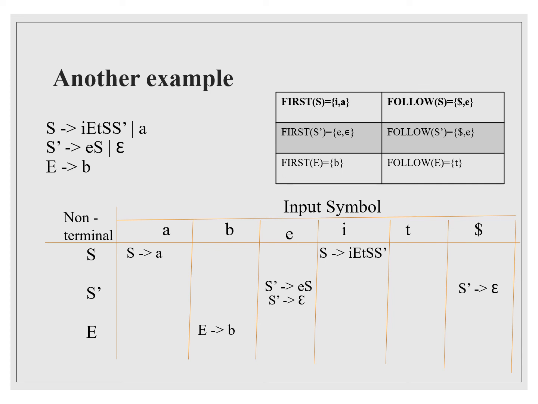Now in the same entry, how many production rules do we have? Two production rules. If the table entry contains two production rules, then we can conclude that the given grammar is not LL1. And the remaining entries, the vacant entries, are filled with error.